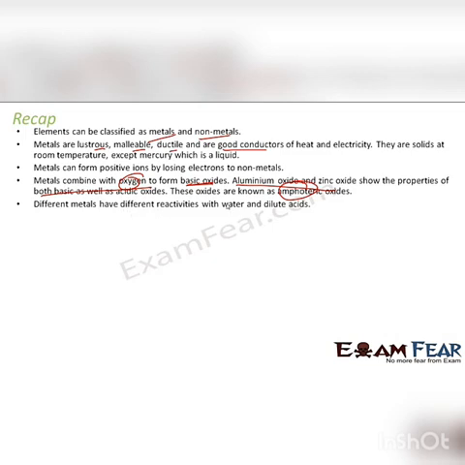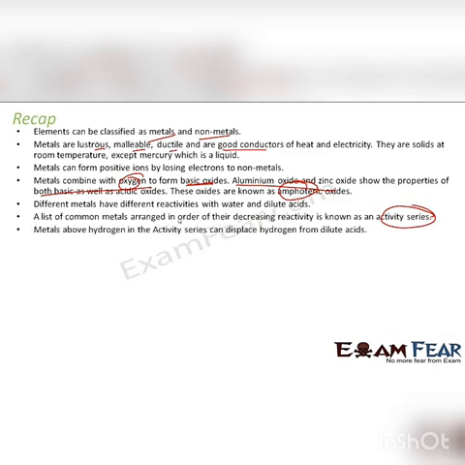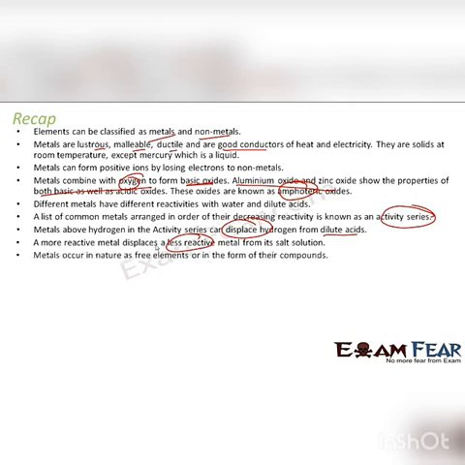Different metals react with water and acid in different ways, because of the different reactivities they have. The list of common metals can be arranged in their order of reactivity. That's known as the activity series. We have done that using experiments. Metals above hydrogen in the activity series can displace hydrogen from dilute acid. So in the activity series we have hydrogen also. More reactive metals will displace a less reactive metal from its solution.